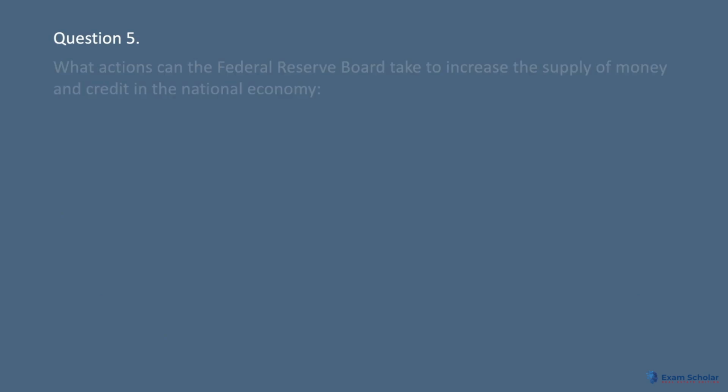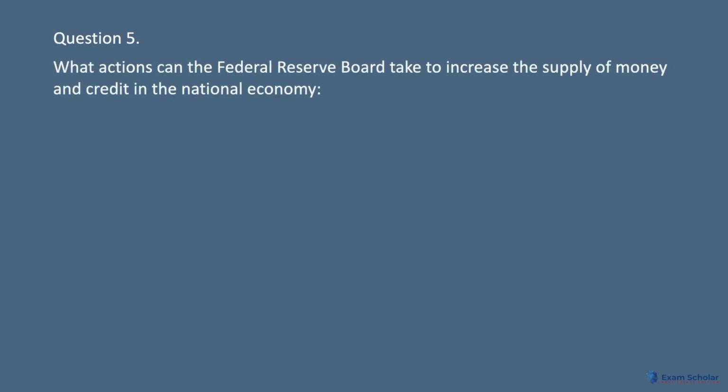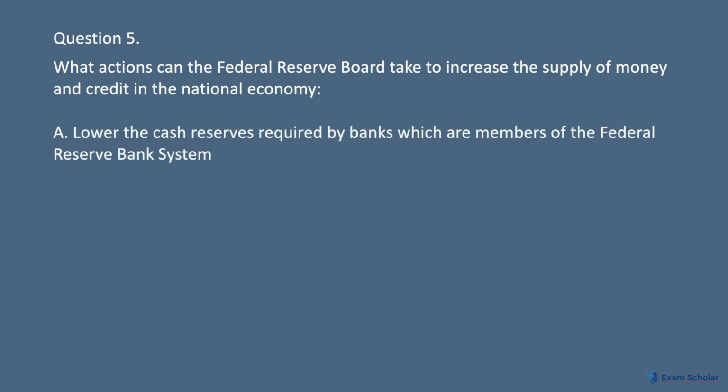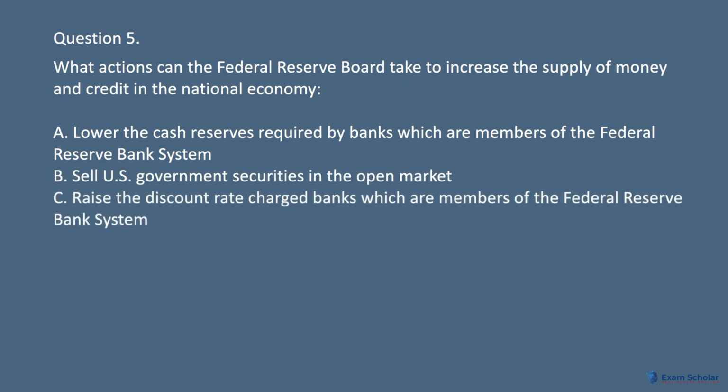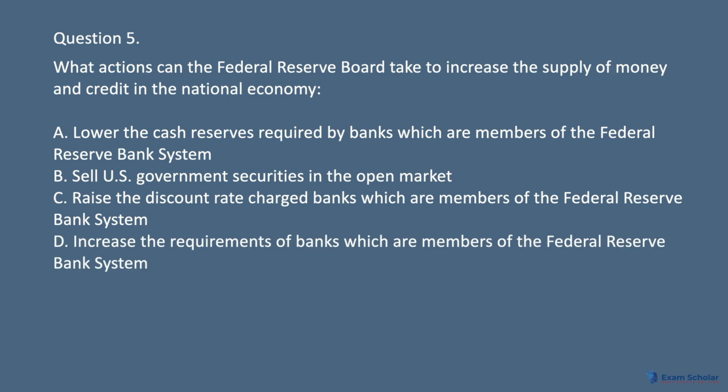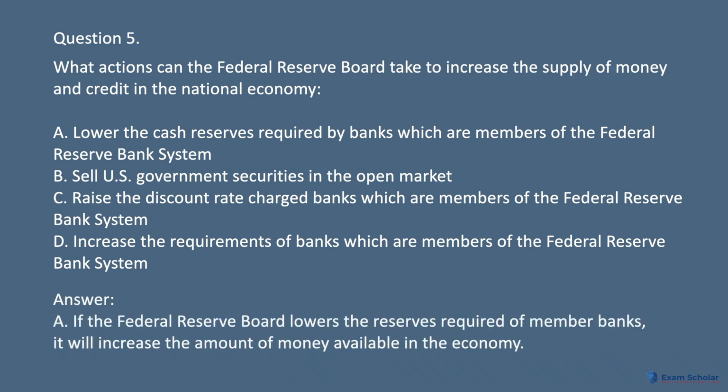Question 5. What actions can the Federal Reserve Board take to increase the supply of money and credit in the national economy? A. Lower the cash reserves required by banks which are members of the Federal Reserve Bank system. B. Sell U.S. government securities in the open market. C. Raise the discount rate charged banks which are members of the Federal Reserve Bank system. D. Increase the reserve requirements of banks which are members of the Federal Reserve Bank system. Answer A. If the Federal Reserve Board lowers the reserves required of member banks, it will increase the amount of money available in the economy.